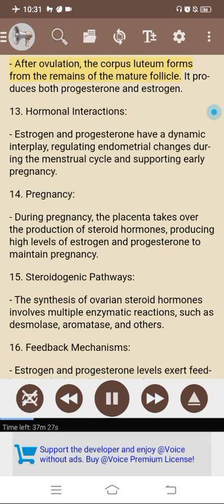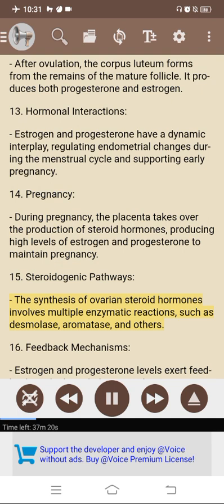12. Ovulation and luteal phase. After ovulation, the corpus luteum forms from the remains of the mature follicle. It produces both progesterone and estrogen. 13. Hormonal interactions. Estrogen and progesterone have a dynamic interplay, regulating endometrial changes during the menstrual cycle and supporting early pregnancy. 14. Pregnancy. During pregnancy, the placenta takes over the production of steroid hormones, producing high levels of estrogen and progesterone to maintain pregnancy.